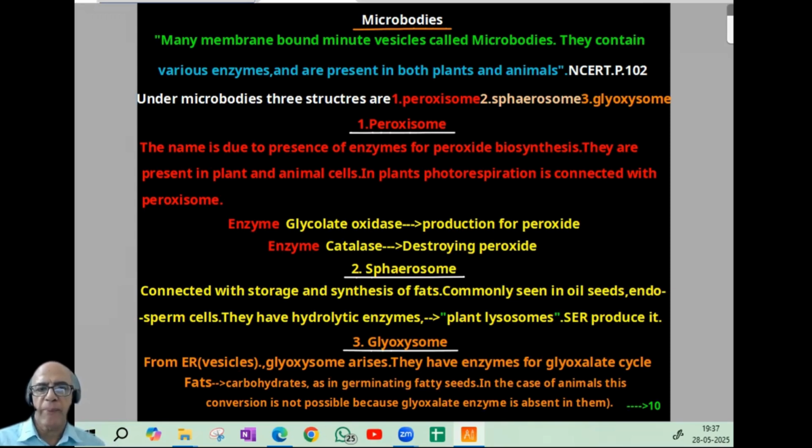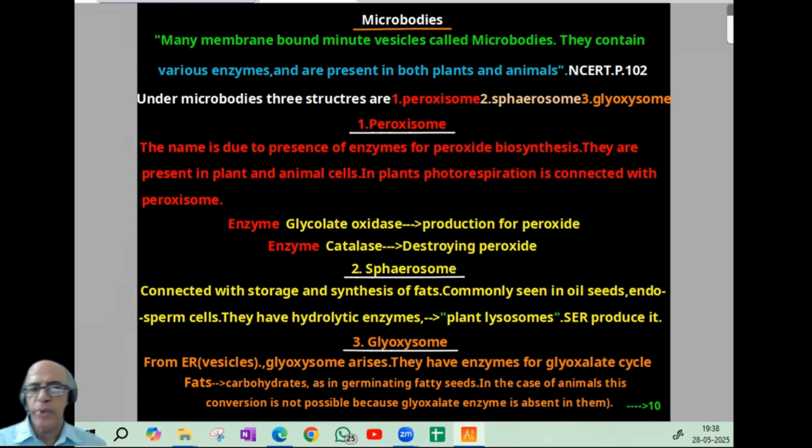So we'll expand peroxisome. The name is due to the presence of enzymes for peroxide biosynthesis. They are present in plant and animal cells. In plants, photorespiration, which you'll study in photosynthesis, is connected with the peroxisome. Two famous enzymes: one is glycolate oxidase, concerned with the production of peroxide. The other is the enzyme catalase, destroying peroxide.